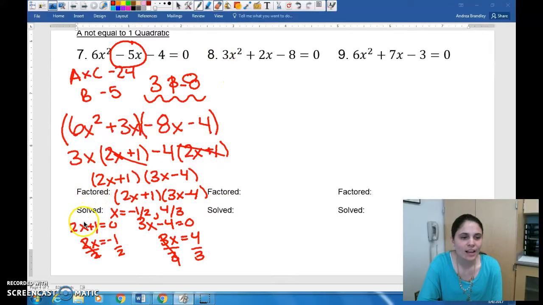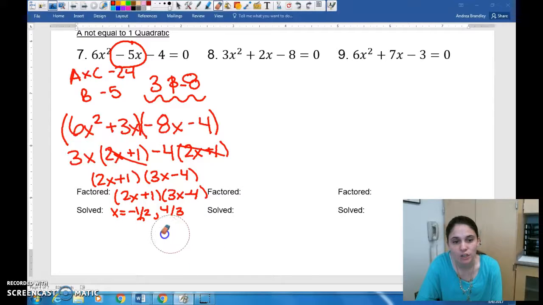So the reason I'm writing it this way is I will often have students who get confused between the difference in solving by factoring and just factoring. So if all it asks you to do is factor, then you're done right here. This is factored. But if it asks you to solve, you take that one extra step by setting them equal to 0. So let's go ahead and try that again.